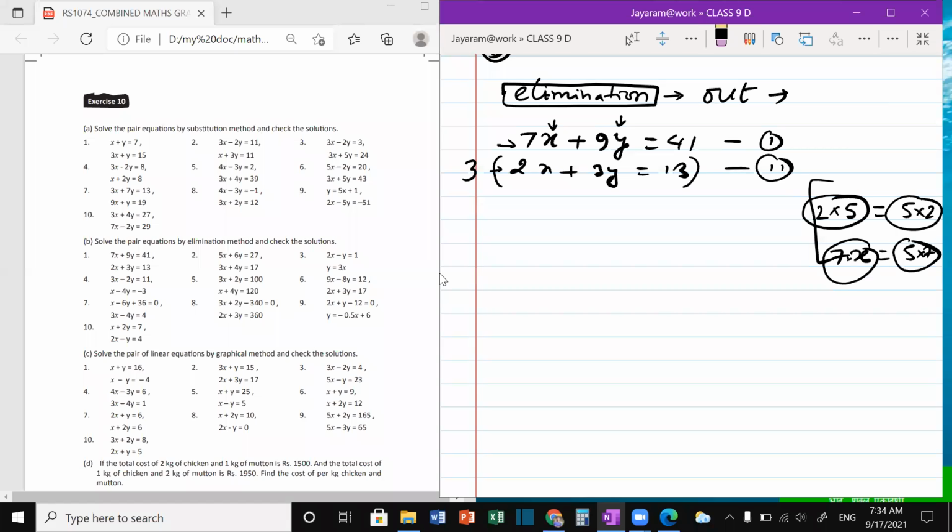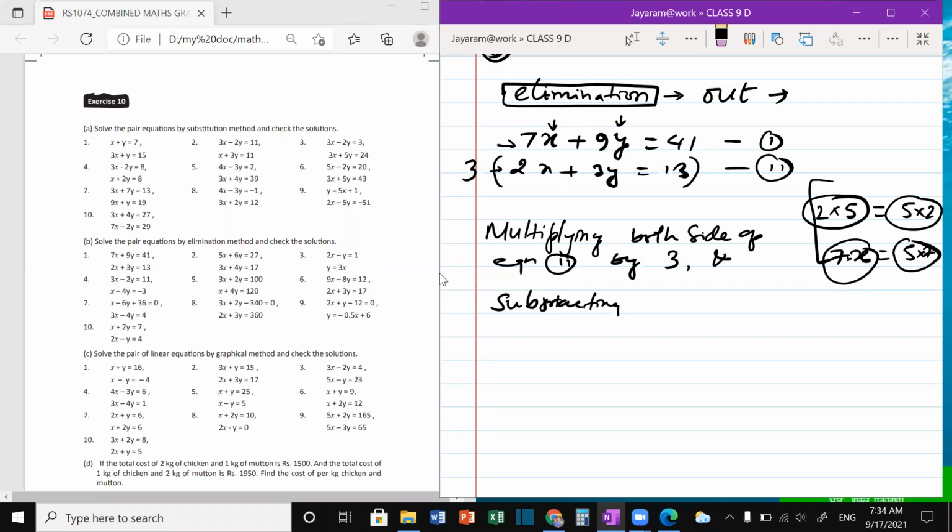Now what you write here is: multiplying both sides of equation 2 by the number 3 we get, and subtracting it, subtracting that equation 2 from 1. Okay, this is the language I wrote here.